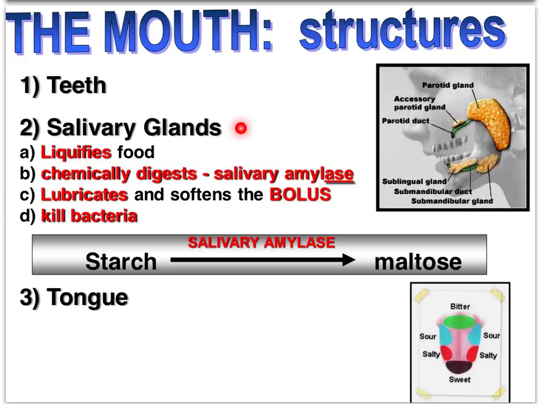Then we have 4 sets of salivary glands. Their function is to liquefy the food through the release of saliva, as well as that saliva contains salivary amylase. Now, amylase ends in an ASE, so it's an enzyme here. Salivary amylase will take starch and break it down into maltose, not the monomer form yet. Maltose is still a disaccharide, so still more chemical digestion needs to occur, which will happen later.